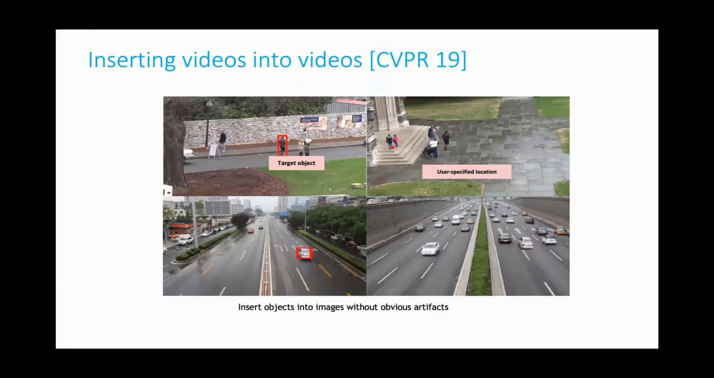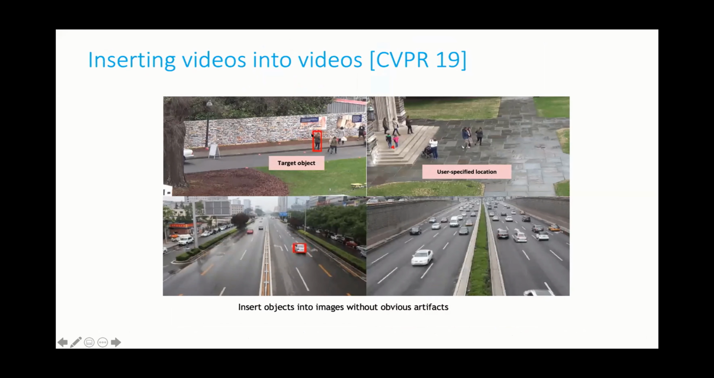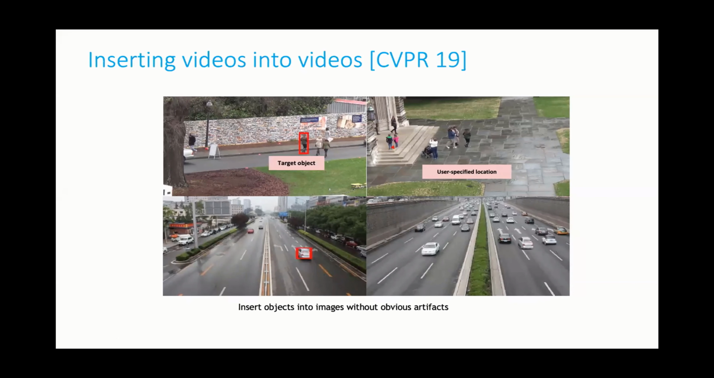Okay, and there is now a piece of work that I don't have time to talk about. Basically, it's about inserting video into video. We can take one person and insert this person into another scene. Likewise, we can take this car from this scene and insert it into other scenes. Here, we do not consider the ground plane. Without knowing geometry, we just want to see whether we can insert the object into the scene so that there will be only a few artifacts.